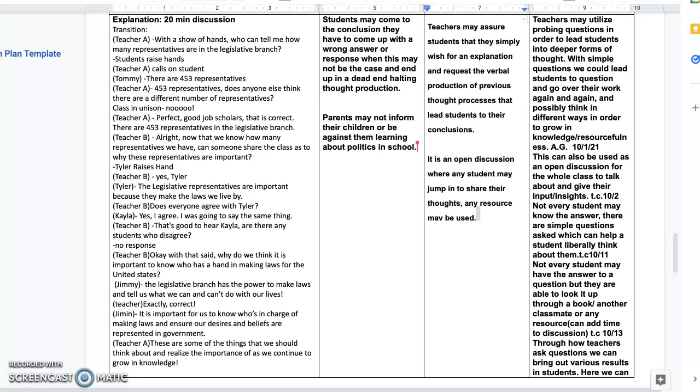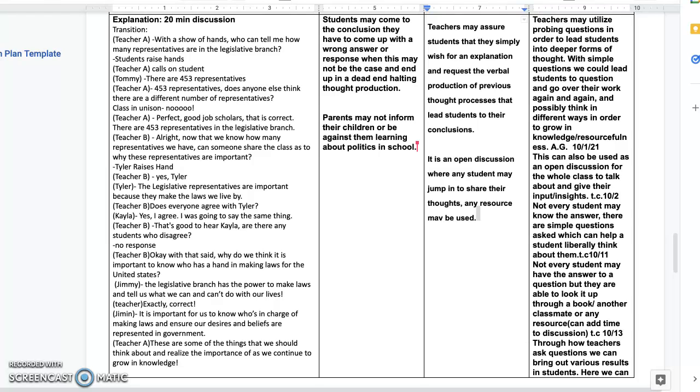Are there any students who disagree? And then we hear no response. And teacher B says, okay, with that said, do we think it is important to know who has a hand in making laws for the United States? Jimmy raises his hand, and he gets called on, and Jimmy says, the legislative branch has the power to make laws that tell us what we can do and can't do with our lives. And then teacher B says, exactly, that is correct.